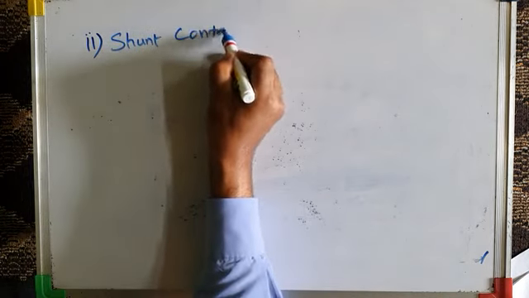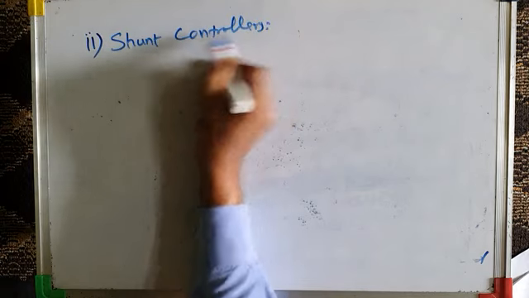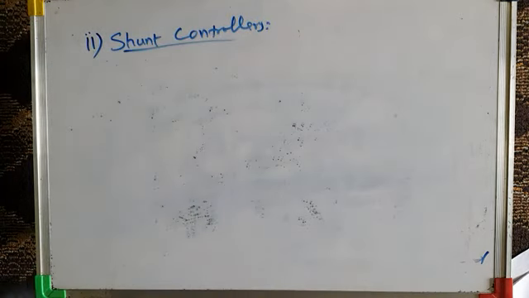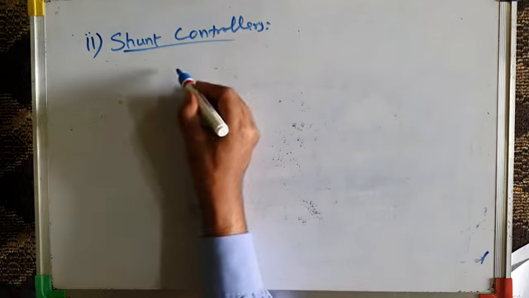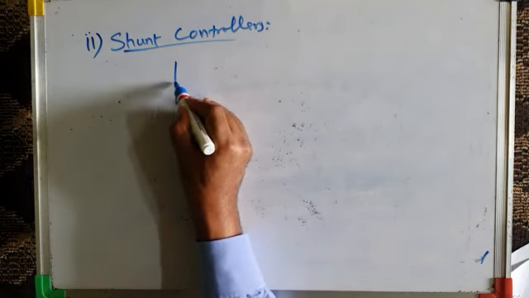I will write here shunt controllers. Just like series controllers, shunt controllers also present a variable impedance, maybe either variable capacitance or variable inductance, or a variable source, or a combination of these. In principle, a series controller, I already told you, injects a voltage in series with the line, whereas a shunt controller, in principle, injects a current at the point of connection into the line. It is something like this. Schematically, a shunt controller is shown like this.